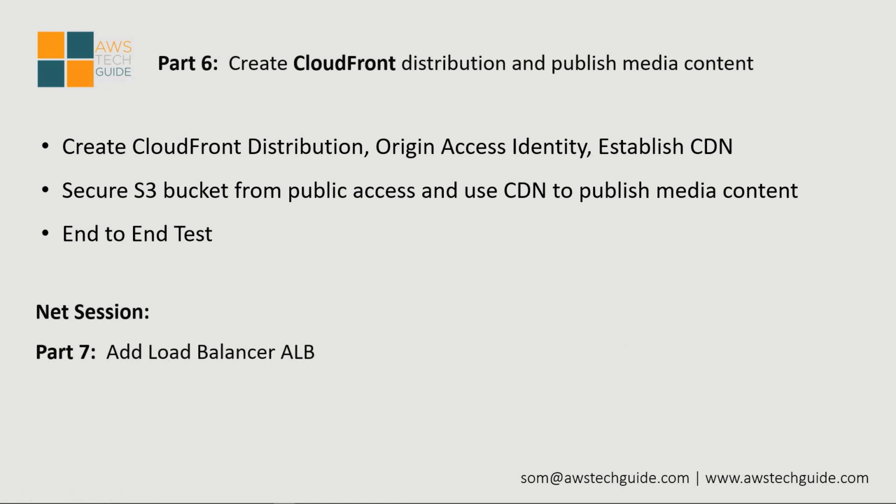In part 6 session, we have a few tasks to do. One is to create the CloudFront distribution. I will create the origin access identity as well, and we'll show you how to establish the CDN. We'll also secure the S3 bucket. If you remember, we created the S3 bucket, but that was public. So we will restrict the public access. We'll make the S3 bucket completely private, and we will use the CDN to publish the media content.